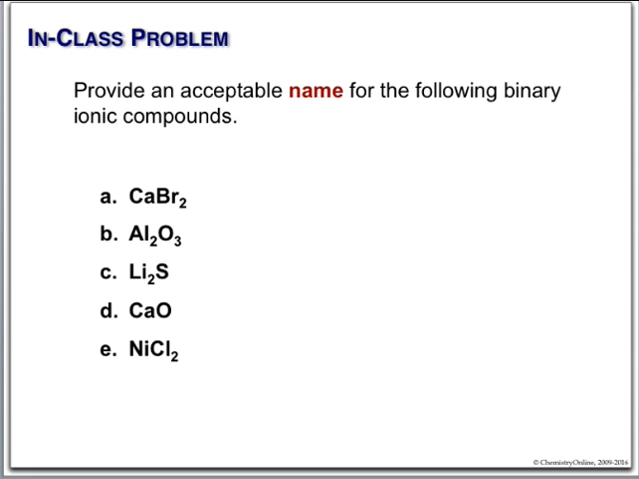Ca is calcium, isn't it? So that's our first word. Bromine, root is brome, add an IDE. You simply have to call it calcium bromide. Aluminum: first word is simply aluminum. This is oxygen. What do you think the root's going to be? Ox. And we're going to add an IDE.